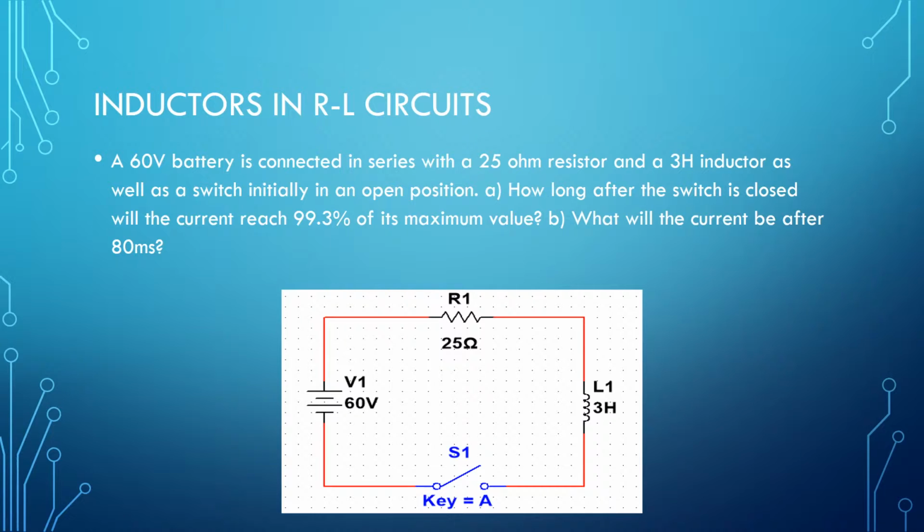In the diagram below we can see that we have a circuit with a 60 volt battery connected in series with a 25 ohm resistor and a 3 Henry inductor. We are asked to determine A, how long after the switch is closed will the current reach 99.3% of its maximum value, and B, what will the current be after 80 milliseconds.